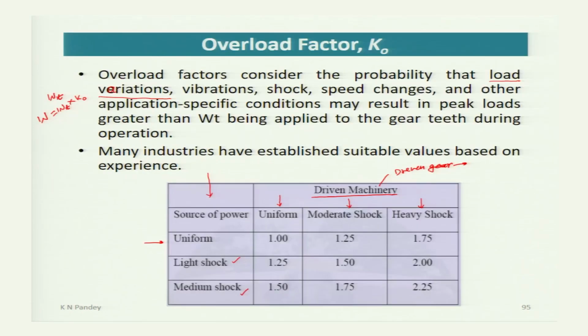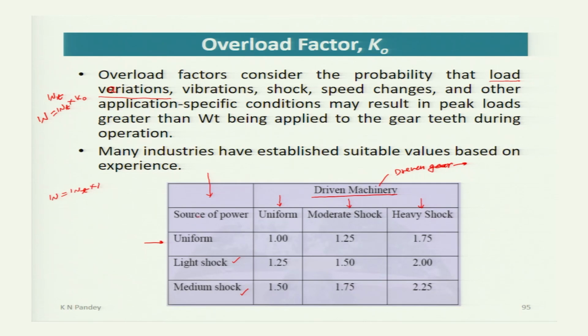So knowing the source of power and the driven machinery, we will have a certain value of the overload factor. Suppose the source of power is uniform, that means you are getting power from the motor and distributing it to uniform type driven machinery. Then the overload factor Ko is 1. It means the actual load acting on the gear will be equal to Wt multiplied by 1. It means W is equal to Wt.